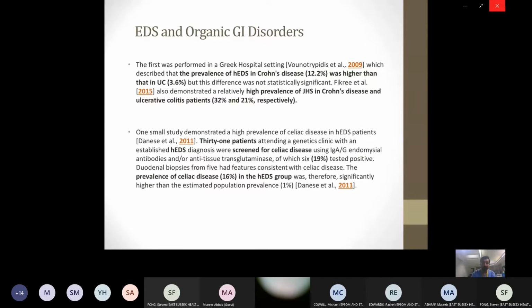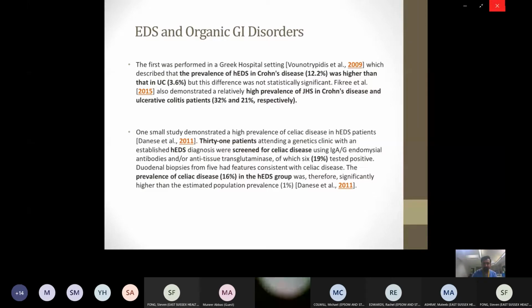There are some studies that associate EDS with organic GI disorders as well. The first was performed in a Greek hospital setting in 2009, which described that the prevalence of hypermobile EDS in Crohn's disease was higher than in UC, 12% and 3.6% respectively. But this difference was not statistically significant. Another study in 2015 also demonstrated a relatively high prevalence of joint hypermobility syndrome in Crohn's disease and ulcerative colitis patients, with 32% and 21% respectively.